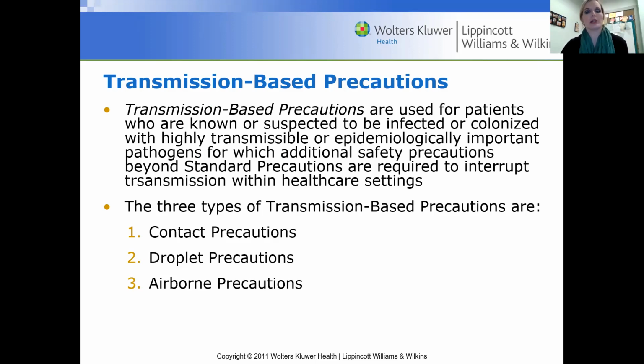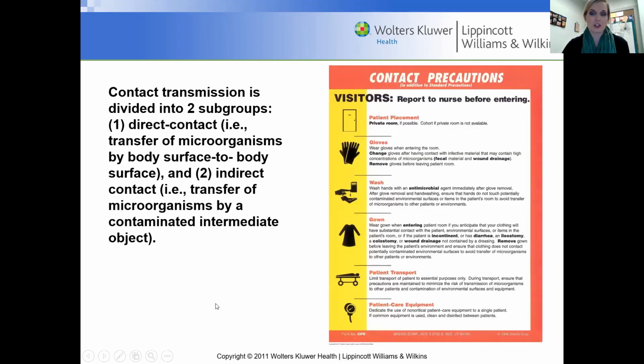So these are used for patients who are known or suspected to be infected with a highly transmissible or epidemiologically important pathogen for which additional safety measures need to be taken into account. So beyond these standard precautions, there's 3 types of transmission-based precautions, and we're going to go through each one. Contact, droplet, and then a little bit more severe would be airborne precautions. So let's touch on these.